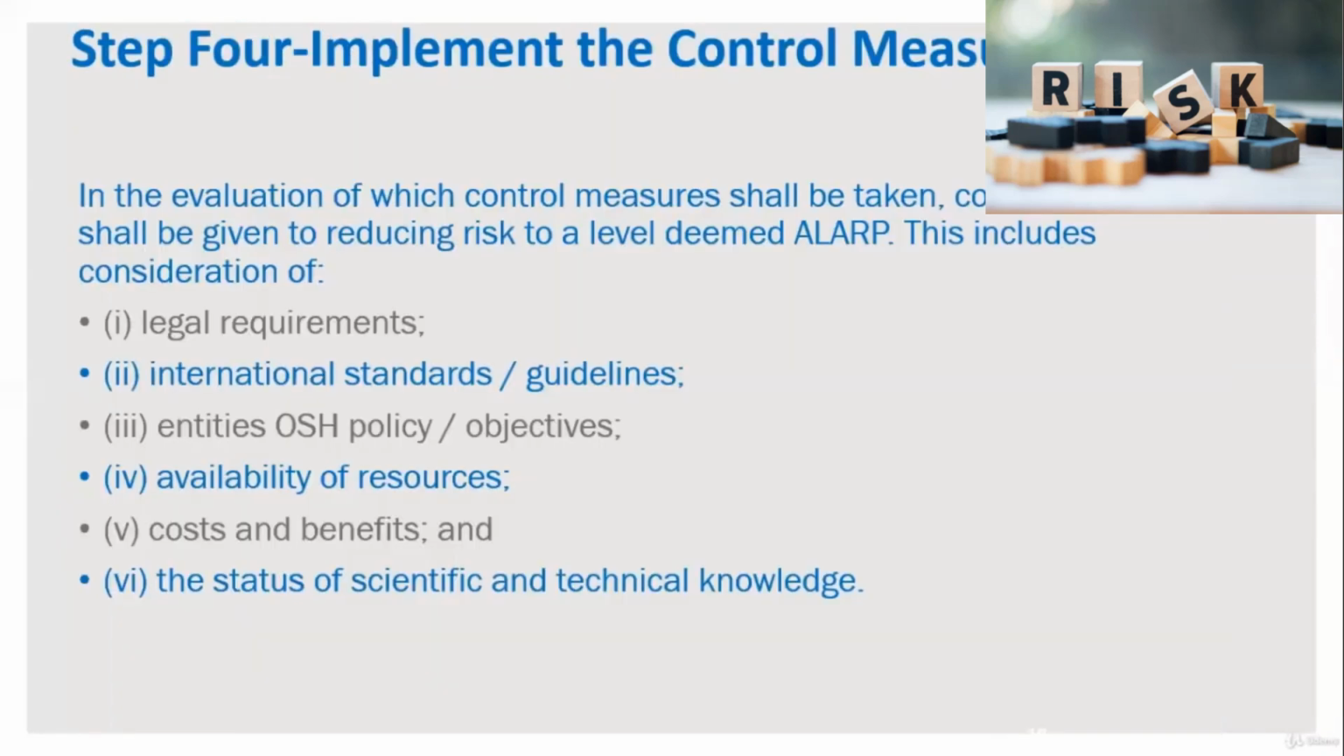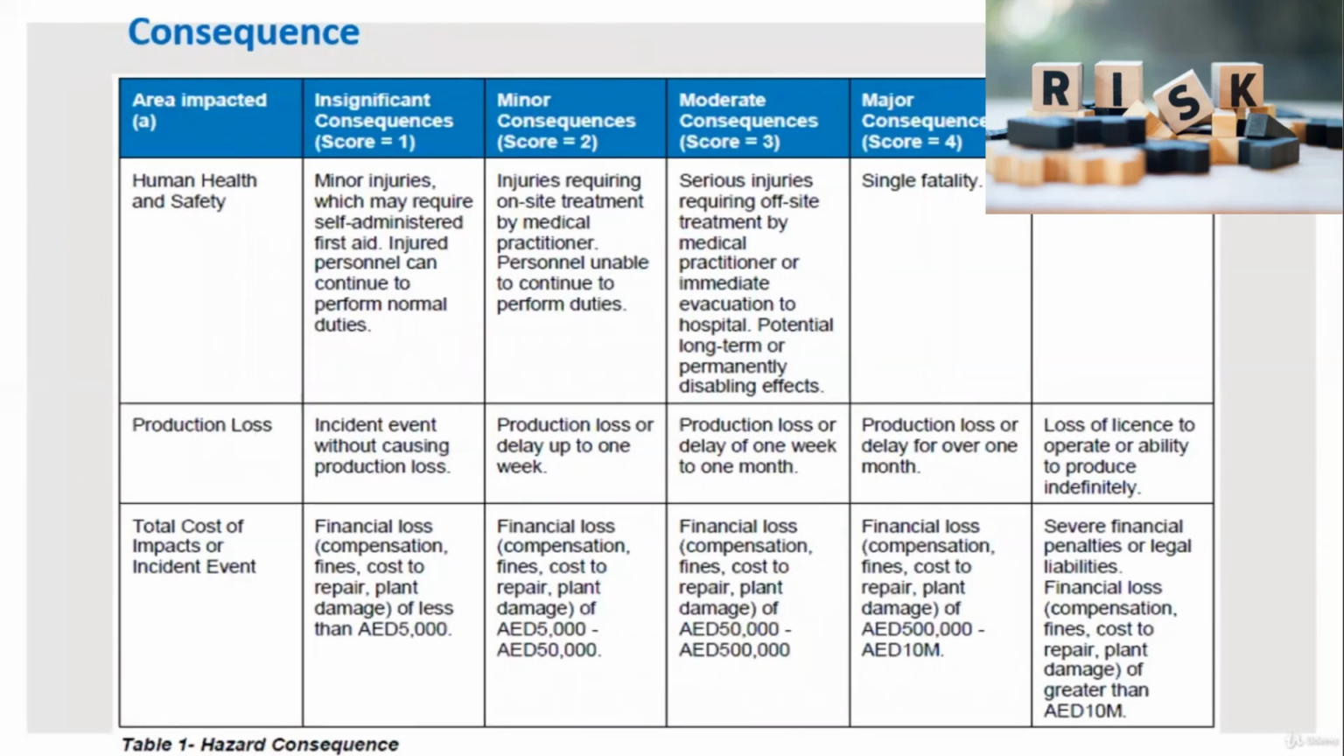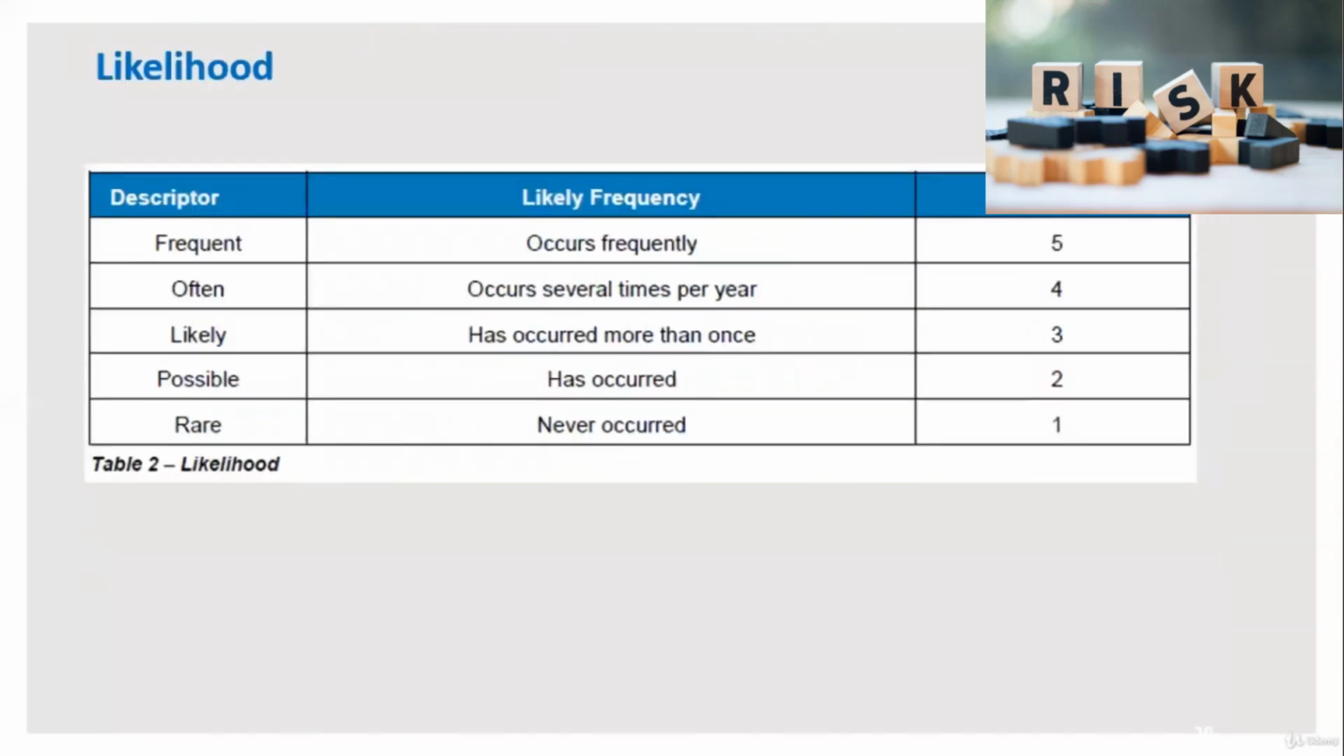The consequence, as we discussed, human health and safety, production loss, total cost of impact of an incident event. Suppose you will have loss of company reputation. So these are the consequences given in the second column. Insignificant, minor, moderate, major and catastrophic. Then we are giving the likelihood: frequent, often, likely, possible and rare.